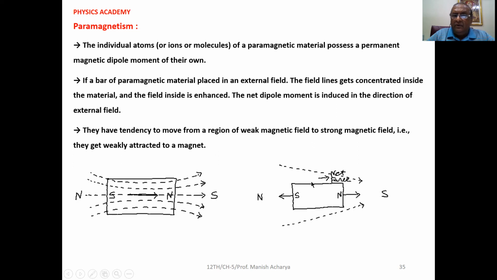Therefore, when we think about the non-uniform magnetic field, these poles will experience an attractive force, and the attractive force towards the strong magnetic field region will be the dominant one. Therefore, the tendency of this particular sample is to move towards the strong magnetic field region. Clear to all of you?